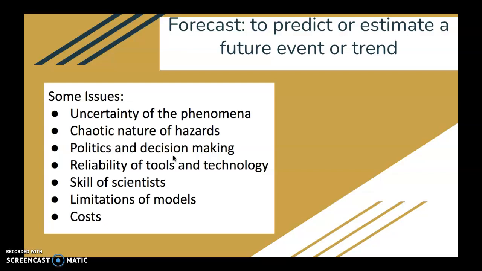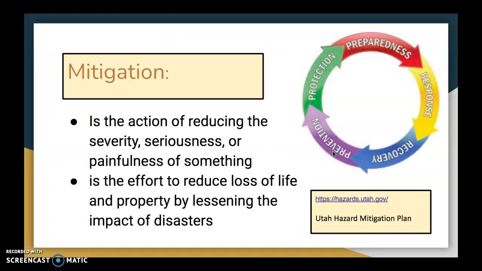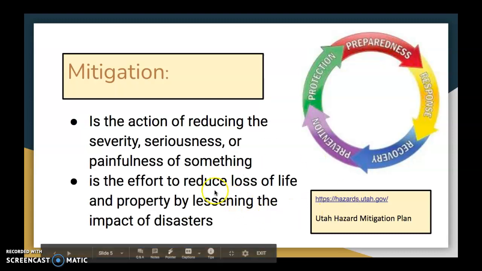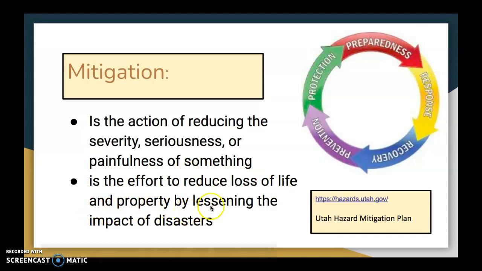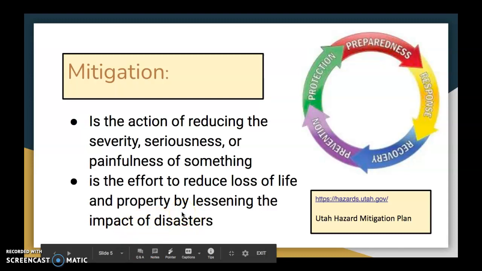It's also expensive, and someone needs to pay the bill for us to forecast. So there are costs involved. Now, mitigation, this is the act of reducing the severity, the seriousness, or painfulness of something. So it's not preventing it. It's going to happen, or it did happen, but mitigation involves the efforts we make to try to make the problem less damaging. We want to reduce the loss of life, we want to reduce the loss of property, and reduce the impact that these disasters have on society.